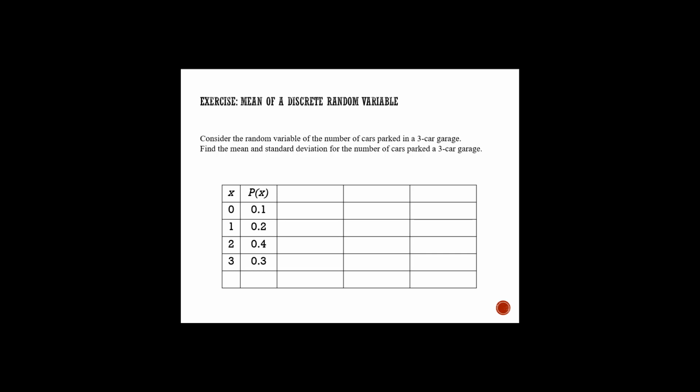finish this probability distribution for this discrete random variable. And it's considering a 3-car garage, and it wants to know what's the probability of the number of cars parked in a 3-car garage. So evidently they've checked and they've seen that the probability of there not being any cars parked there is 0.1, of 1 car being parked in the garage is 0.2, of 2 cars being parked in the garage is 0.4, and of 3 cars would be 0.3. Now if you sum those up, they should equal the number 1.